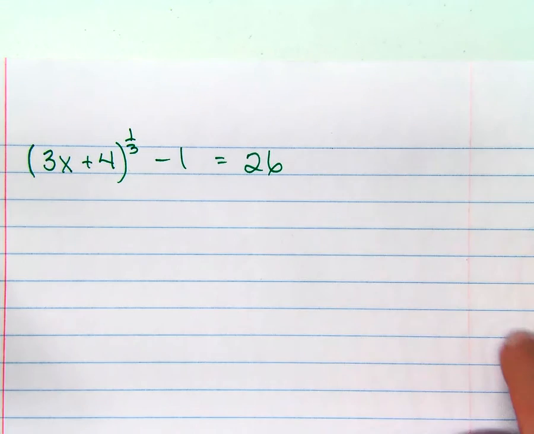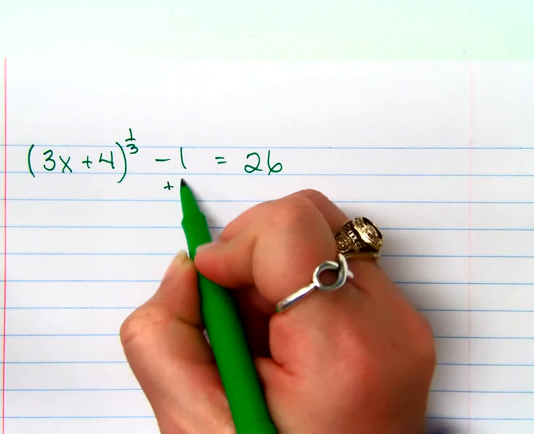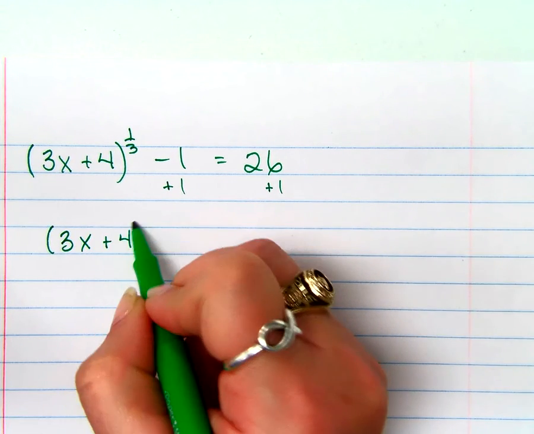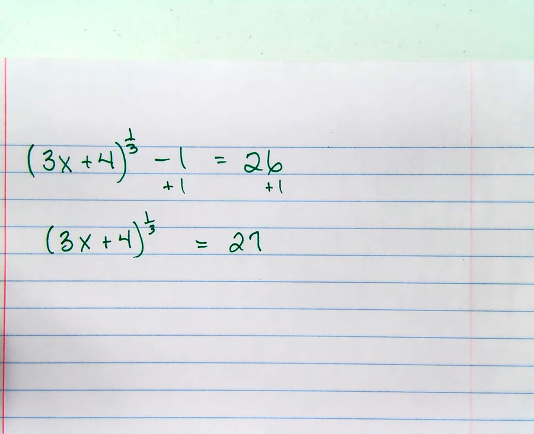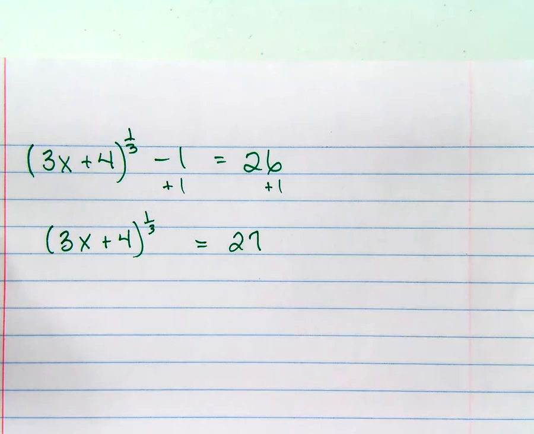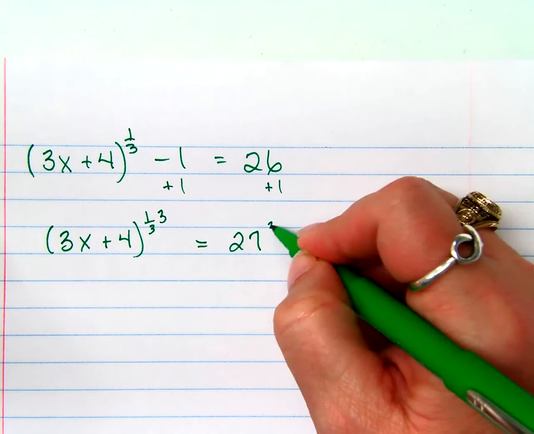The instructions on this problem right here are solve. What do you do first if we're solving this for x? Add 1, right? So if I add 1 here and add 1 here, I get (3x + 4) raised to the 1/3 power equals 27. Then what? Well, this is the cube root, right? You're taking the cube root. So how do you undo a cube root? Cube it. Here and here.